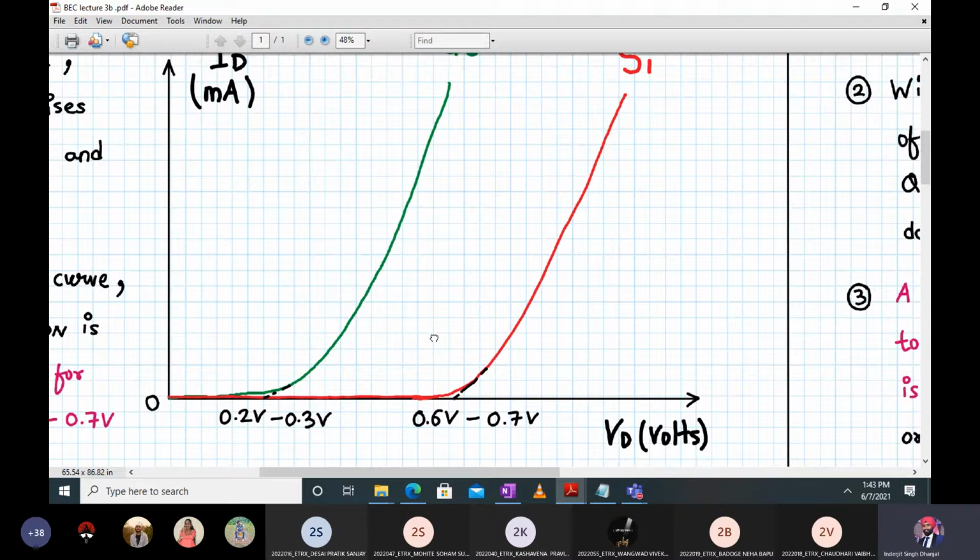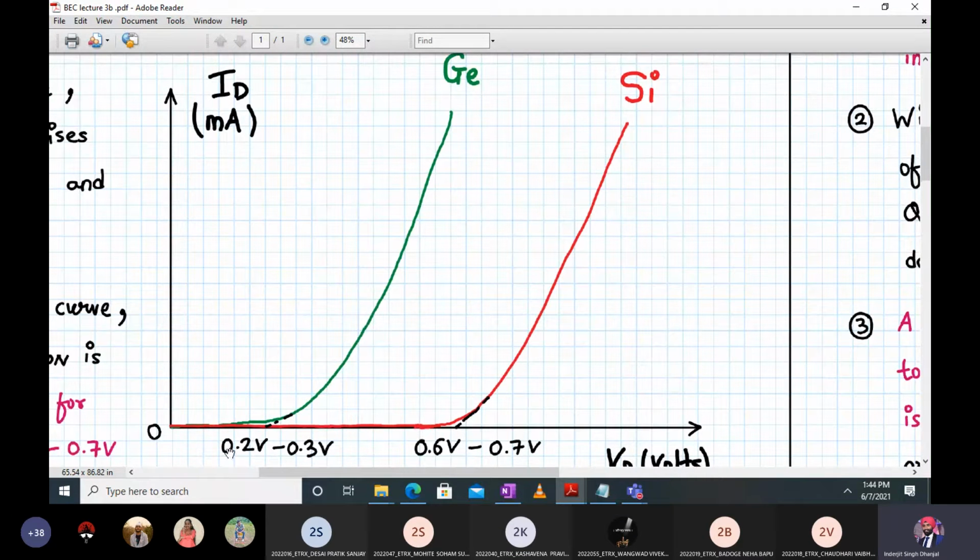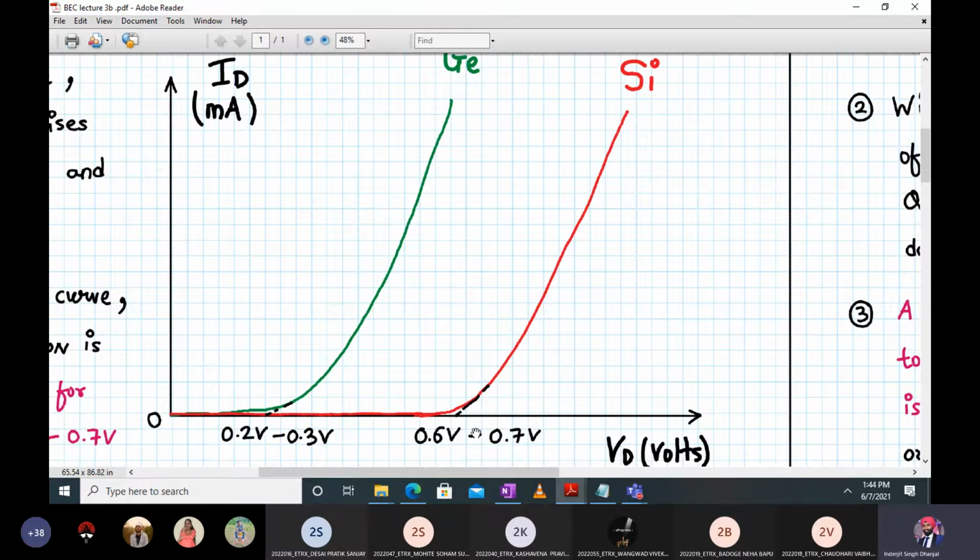From the IV curve, we see that the VD on value for germanium is around 0.2 to 0.3 volts. It varies from manufacturer to manufacturer. For silicon, the VD on value is around 0.6 to 0.7. Sometimes it goes to 0.8 also. So we can broadly classify it as 0.6 to 0.8.